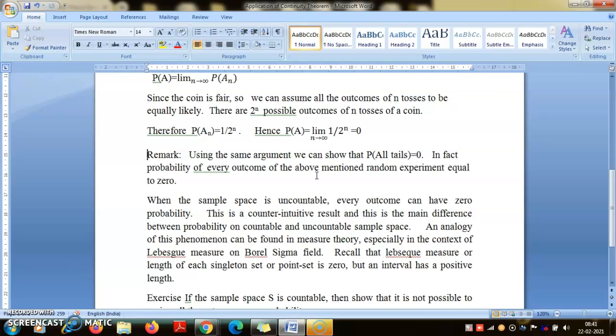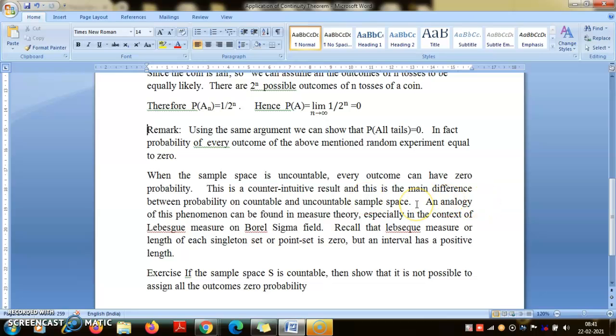But since the set is uncountable, this sample space is a union of uncountably many point sets. There you cannot apply axiom 3, because axiom 3 holds for countable additivity, that is, for a countable number of sets. So it is very much possible that even when the sample space is not countable, the probability of every singleton set is 0.